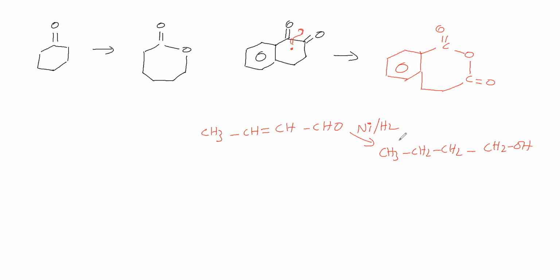Then we will take another reducing agent, lithium aluminum hydride. Here what is happening? In the product obtained, the CC double bond is not affected. The aldehyde is converted into CH2OH.